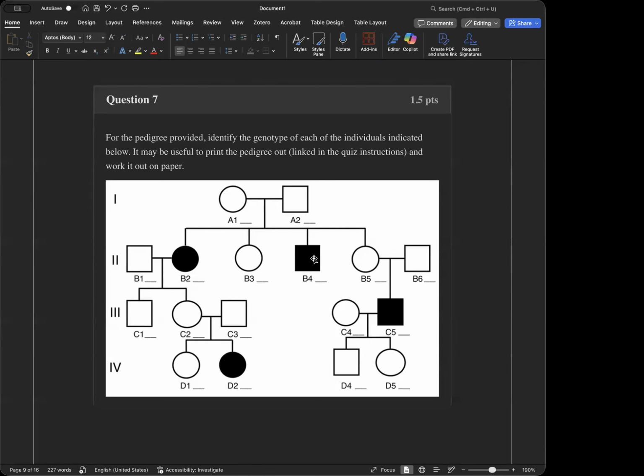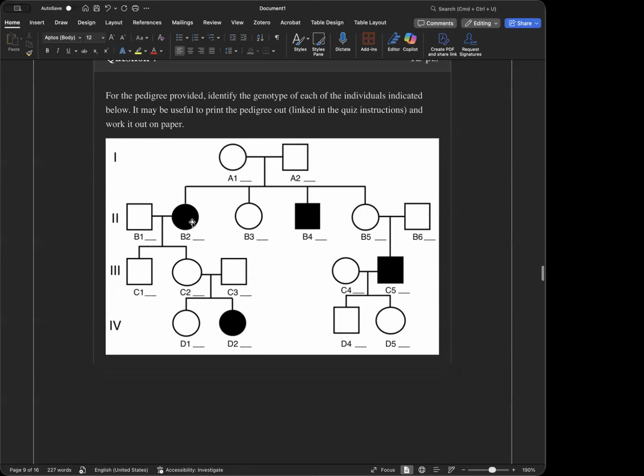Okay, so we can assume that A1 and A2 are heterozygous. As we go through, we would know that B2, B4, C5, and D2 are all going to be homozygous recessive for this trait. We can assume at the very least that somebody like B1 would be D question mark because we're not sure. Same thing with B6, C4, and C3. Those are all going to be at the very least capital D with a question mark because they are not affected, but we're still trying to suss out whether or not they're at least a carrier.